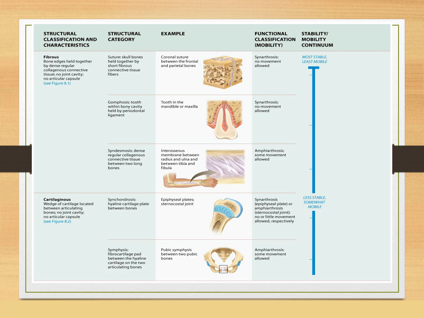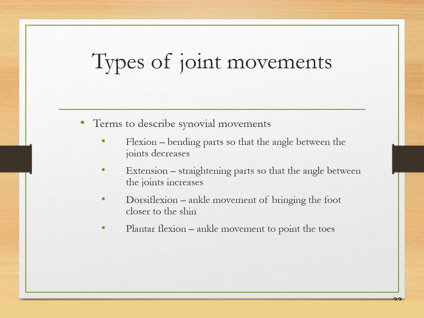The most stable joints, for instance the sutures or the gomphosis of the tooth, are also the joints that are the least mobile. As joints increase in mobility, there's a decrease in stability. Let's look at the types of movements found in synovial joints.